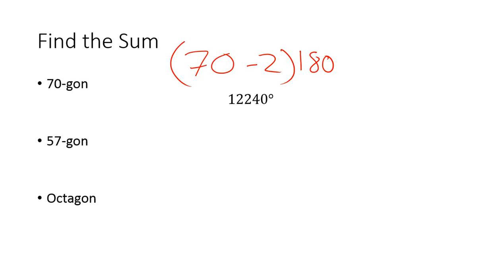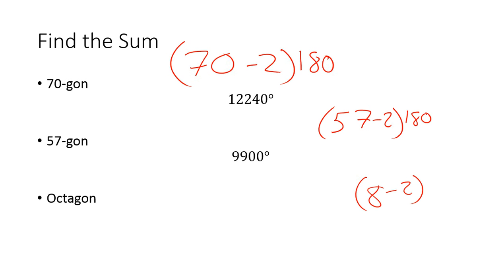For the 57-gon, you'd go 57 minus 2 times 180, and that's going to get you your answer of 9,900 degrees. And for the last one, we have an octagon, which, think of an octopus, has 8. So 8 minus 2 times 180, and that gets us our answer of 1080. Let's put a little degree sign. That's the sum of the interior angles. So if you add up all the angles on the inside, they should equal those numbers.